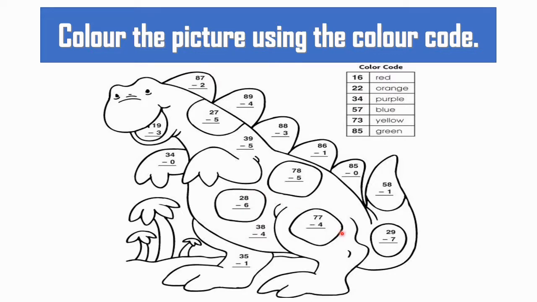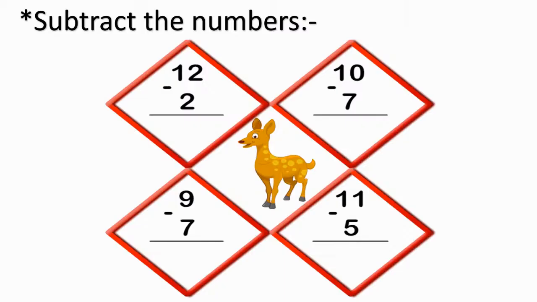Subtract the numbers. In your maths notebook, all of you draw this sum like that only, draw this animal in the middle and do this sum in these boxes.